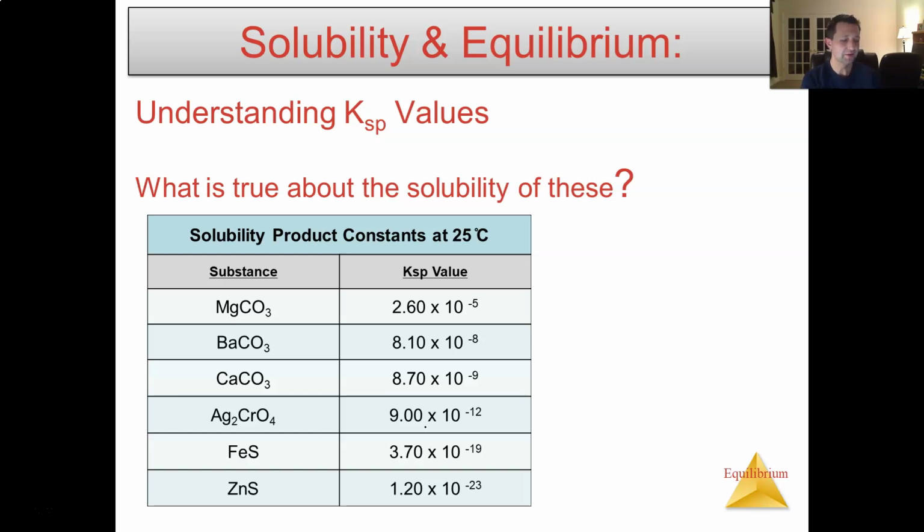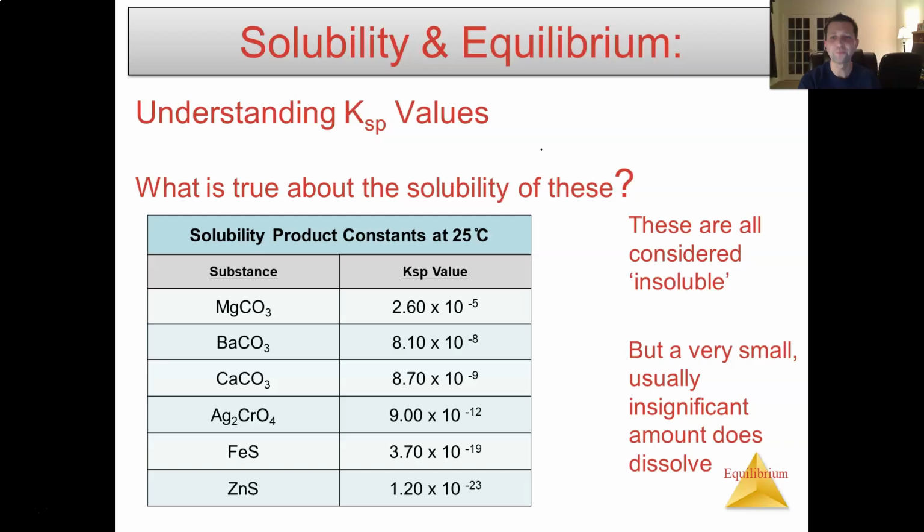All right. So if you look at these, magnesium carbonate through zinc sulfide, you may recognize from your solubility table or your solubility rules that you memorized that these are considered insoluble, right? But even though they're considered insoluble, I want you to recognize that there is a little bit of dissolving that does occur. It's an insignificant amount, though. It's so insignificant we say that it's insoluble. All right. So does a little bit of magnesium carbonate dissolve?